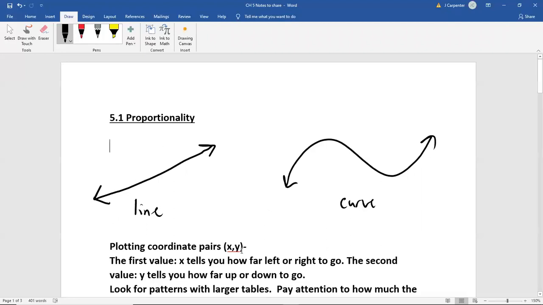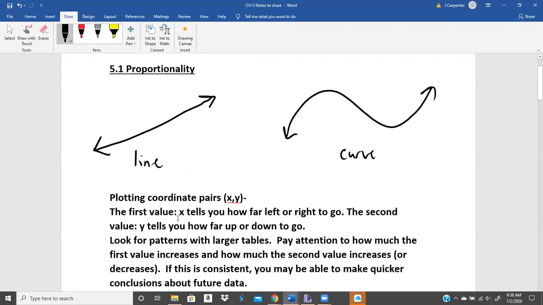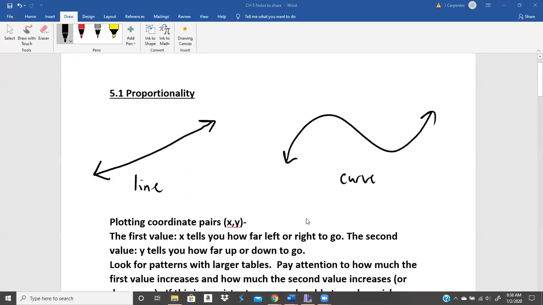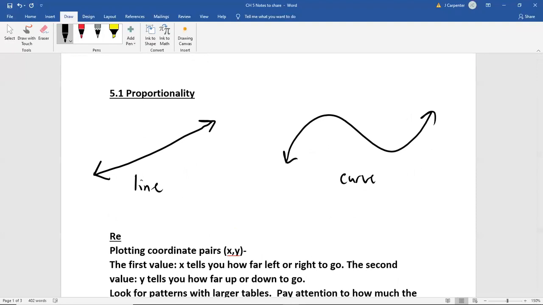So plotting coordinate pairs, and you see this x comma y in parentheses. This has to do with what we call the rectangular coordinate system or the Cartesian coordinate system, which are one and the same thing. They're just different names for the same thing. So if you hear me say rectangular coordinate system, that is interchangeable with saying Cartesian system.